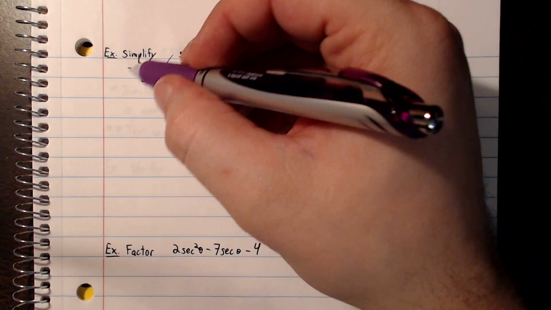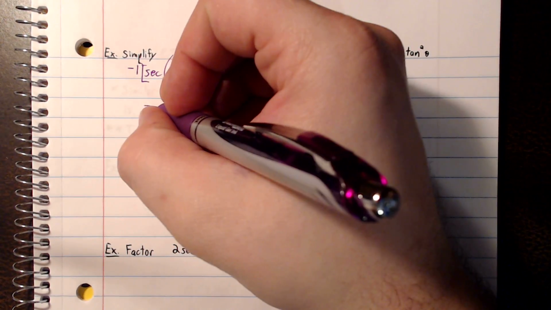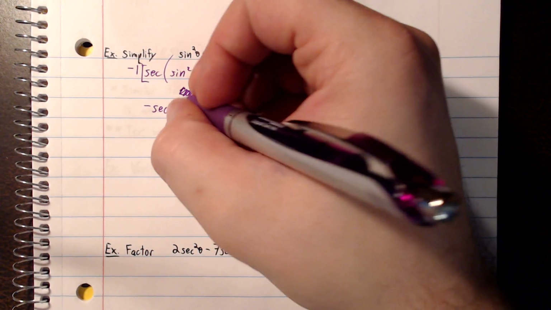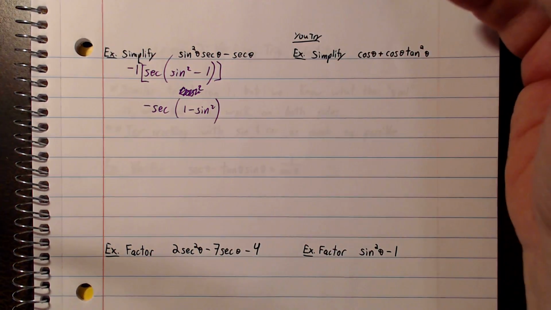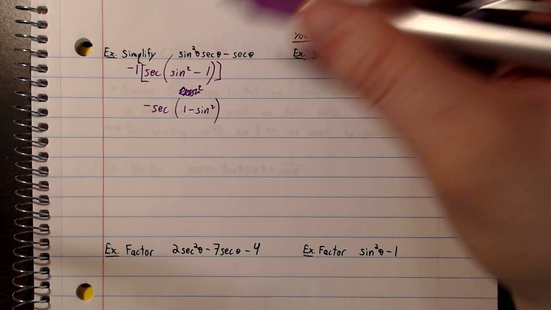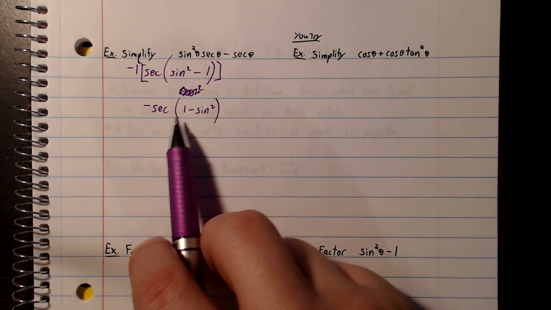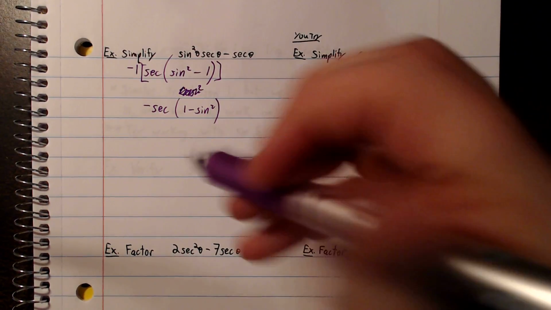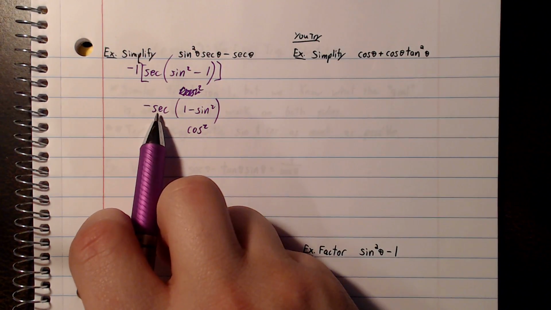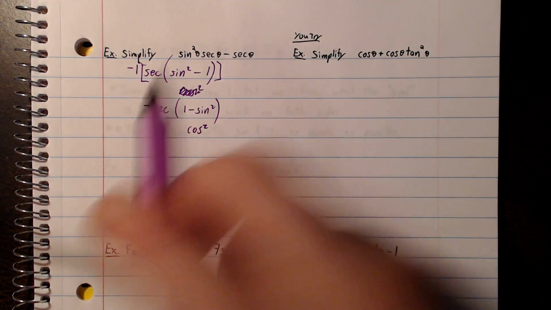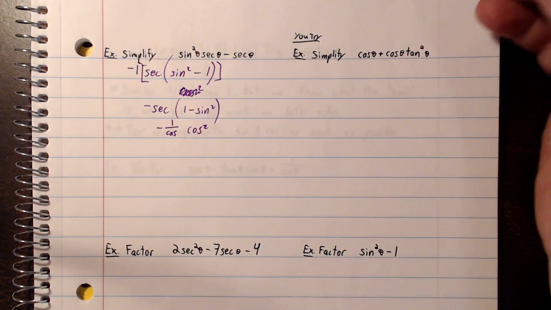Oops. Alright, so if I do that, we distribute to these terms, and we end up getting negative secant times 1 minus sine squared. Alright, sorry about that. I totally forgot that wasn't quite what we needed yet. But we're still in good shape, because now we know that we can get cosine squared. And here we know secant is a reciprocal of cosine, so we get negative 1 over cosine.